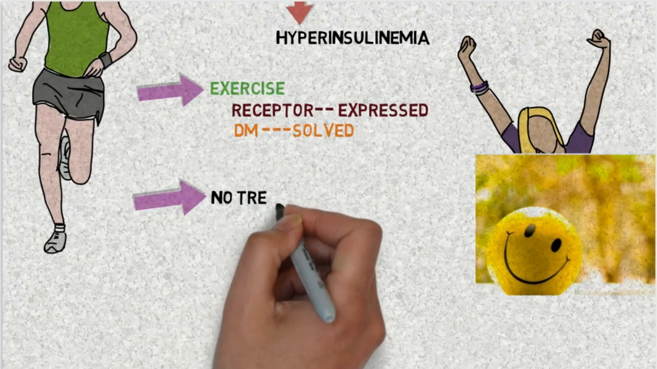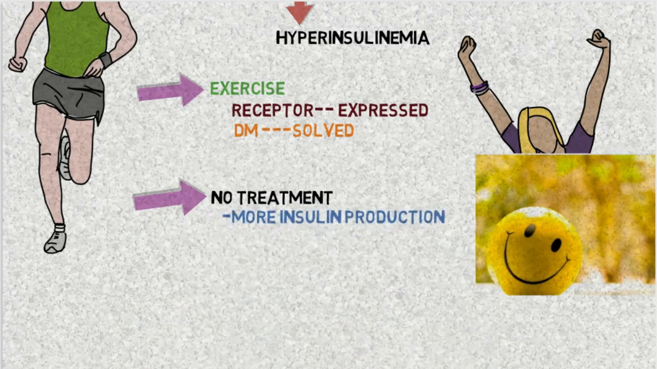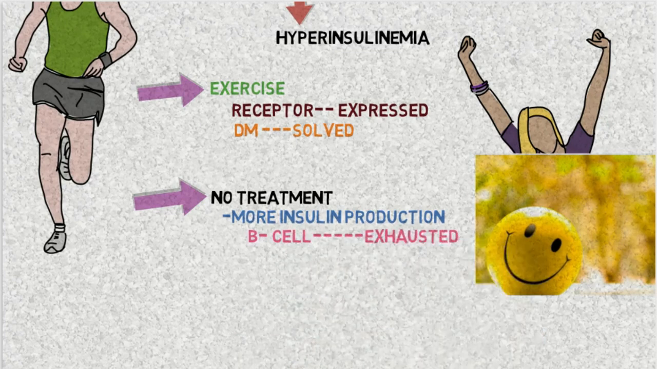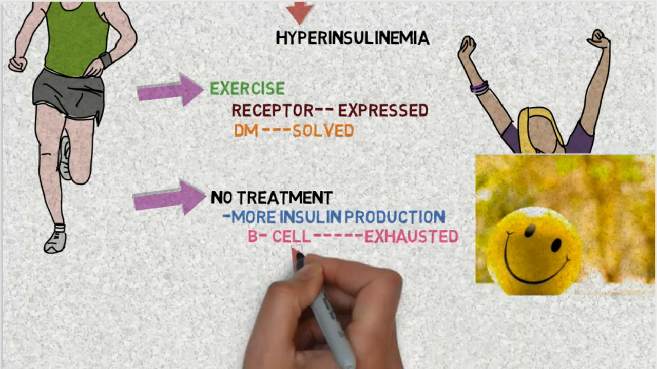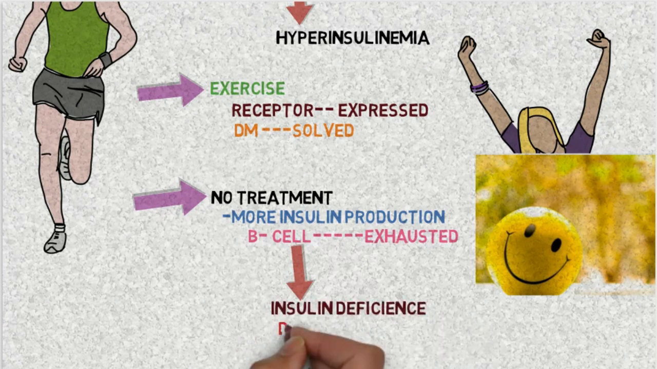When no treatment or follow-up is done on the above condition, there is more insulin production. The beta cells of the islets of Langerhans in the pancreas will keep on producing insulin to an extent that they become exhausted, hence fail to produce insulin again. This will lead to insulin deficiency. This means that type 2 diabetes mellitus has changed into type 1 diabetes mellitus.